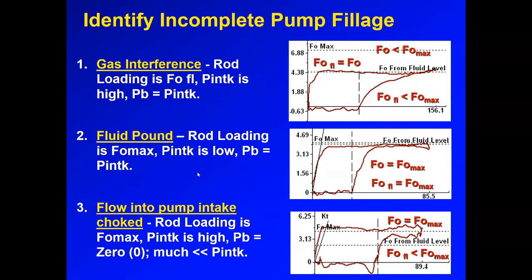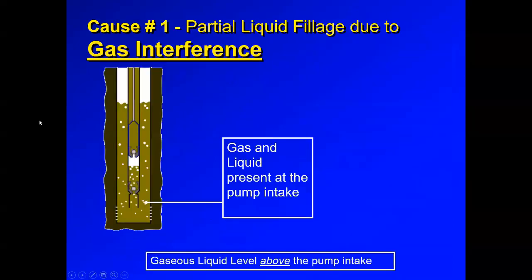So there is something blocking or choking the pump intake, where we may have high pump submergence, but there is a physical restriction at the pump intake that prevents the fluid from entering fast enough to fill the barrel. And when the downstroke begins, the barrel is not full of fluid. So we'll be looking at different conditions and problems in the well that may cause an incomplete pump fillage. So let's start with gas interference.